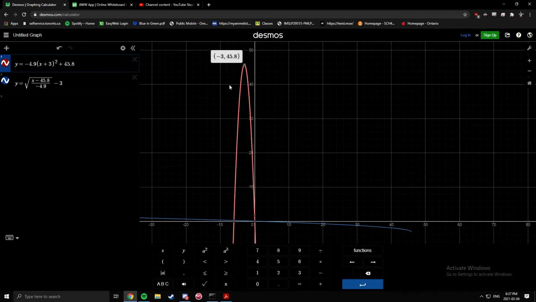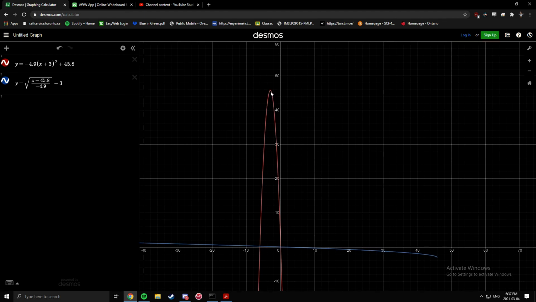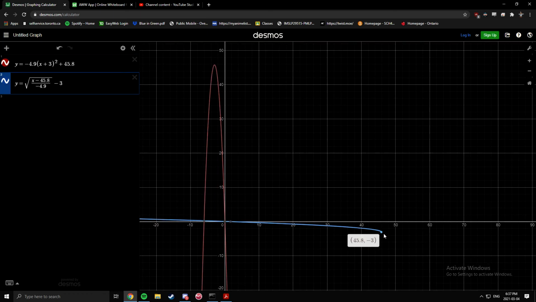And then if we actually look at a graphing calculator, we can see that our original function is here in red, and our inverse function is listed here in blue. And we can see that for the point negative 3, 45.8 on the original h of t, it is 45.8, negative 3 on the inverse function. So we can see that the coordinates are reversed and that this inverse function is true.